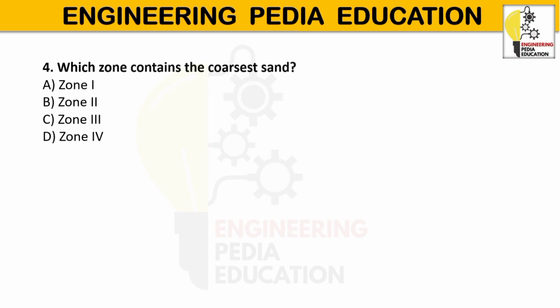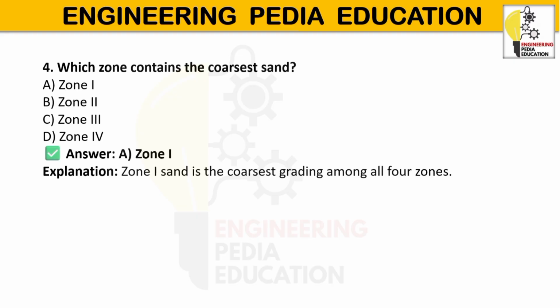Which zone contains the coarsest sand? Zone 1, Zone 2, or Zone 3. So as we discussed, the zone which contains the coarsest sand is Zone 1. It is used for RCC and structural concrete, and the gradation is the basis on which these are divided. According to IS 383, Zone 1 sand is the coarsest grading among all 4 zones.